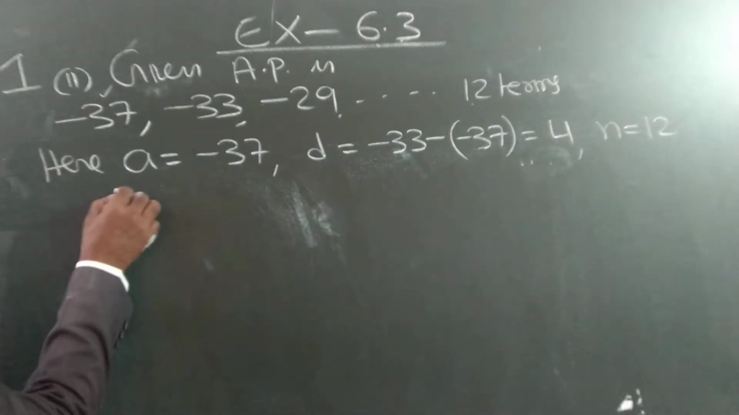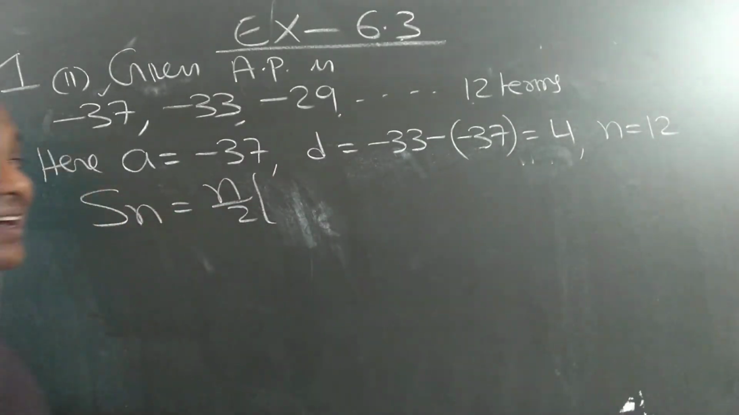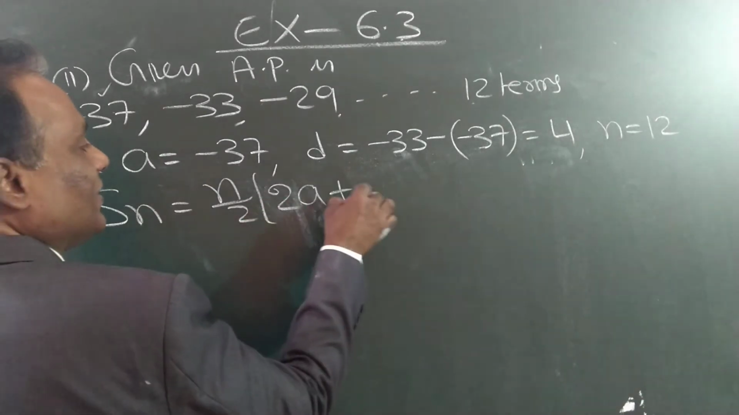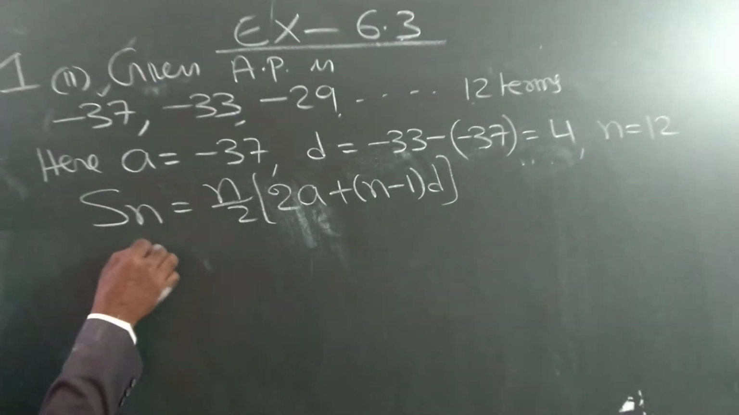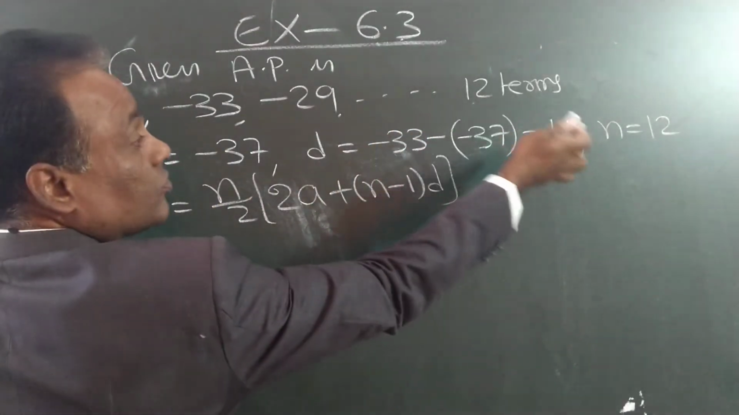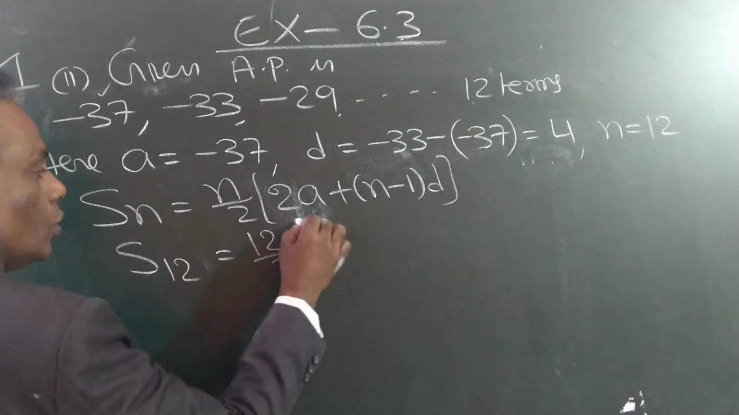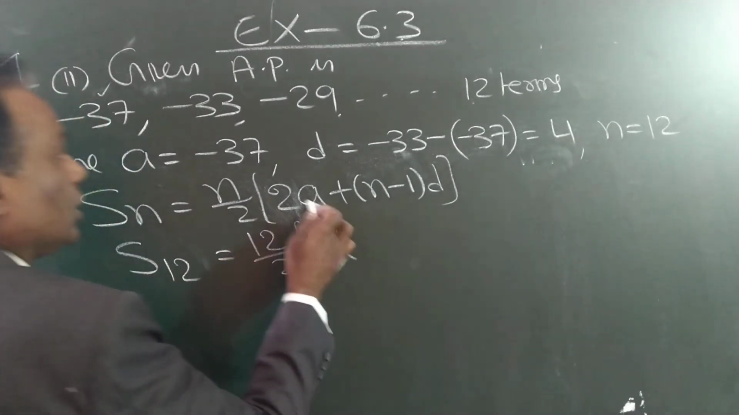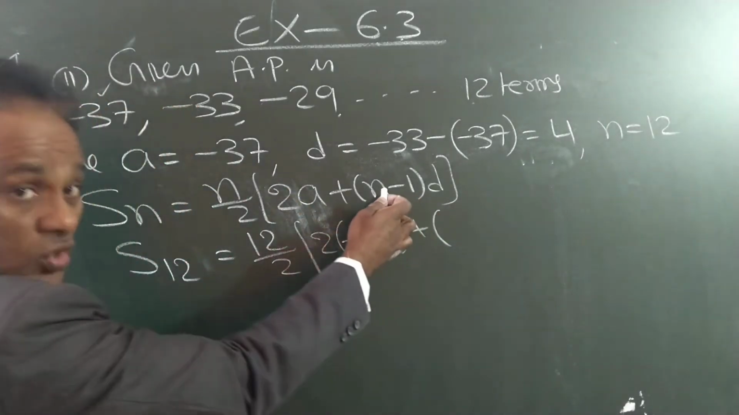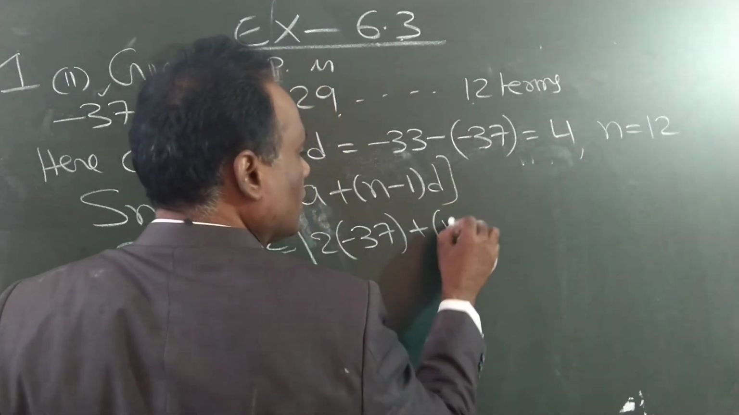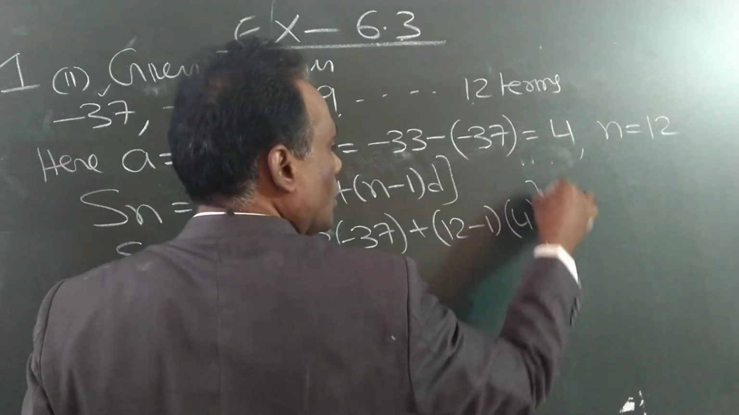What is the formula for Sn? N by 2, and the bracket has 2a, not a. This is the formula. What is required? We have to find the sum of 12 terms. N is equal to 12. So 12 by 2, bracket starts, 2 into A, which is minus 37, plus n minus 1, that is 12 minus 1, into D, which is 4. Close the big bracket.